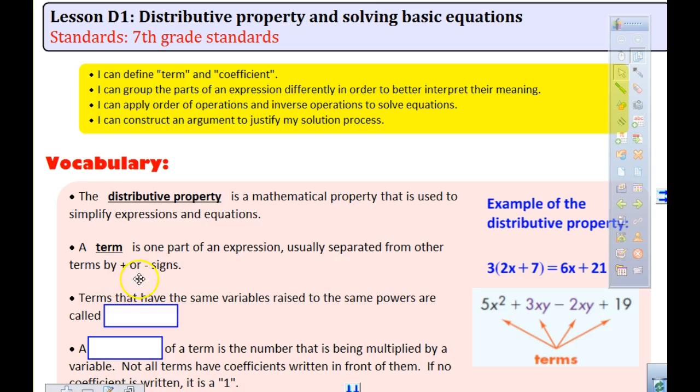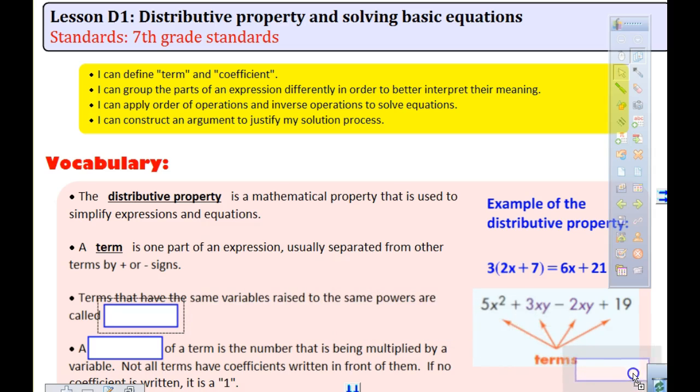It's usually separated by addition and subtraction signs. So if I was looking over here at what a term is, I have an addition, a subtraction, another addition sign. This tells me that I have 4 terms, right? I have an addition, 2 additions, and a subtraction. I have 3 signs that I'm looking at, which means it separates 4 things.